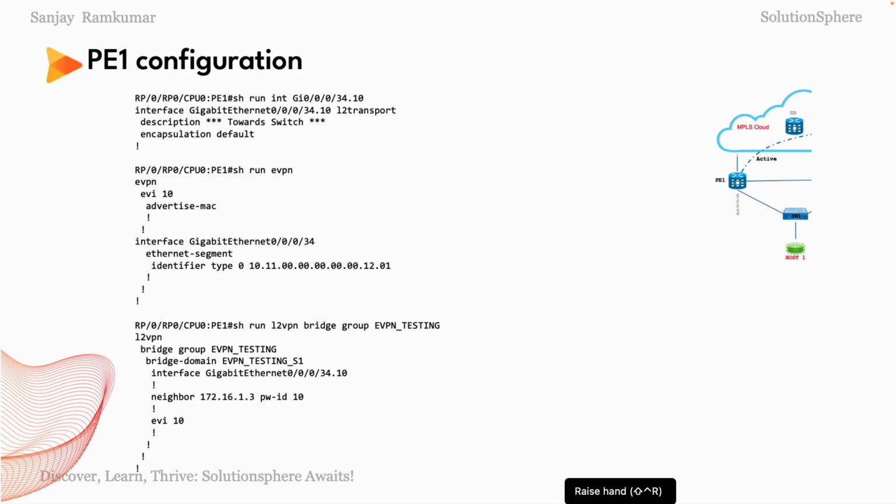So now we are going to see the configuration on P1. First is the attachment circuit, which is connected towards switch one, where we are making it an L2 transport interface. Then we are going for the EVPN configuration. When it comes to EVPN configuration, we have to configure the EVI and we have to call the attachment circuit into the EVPN configuration.